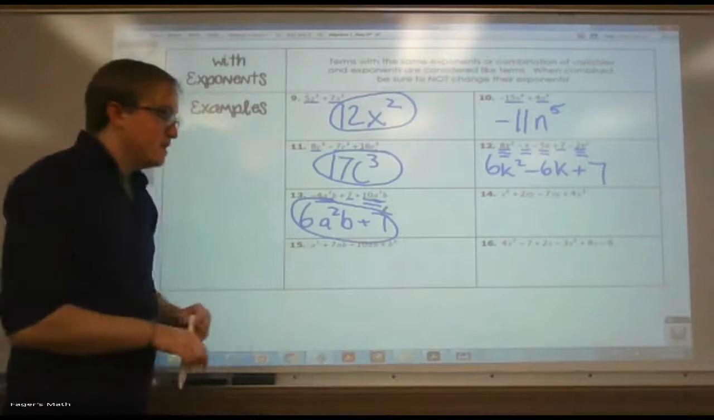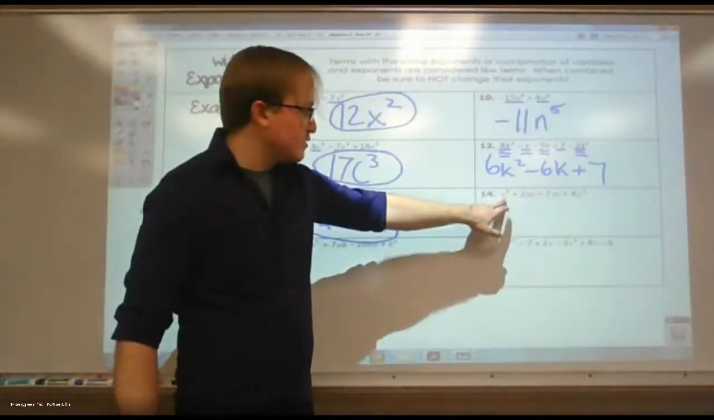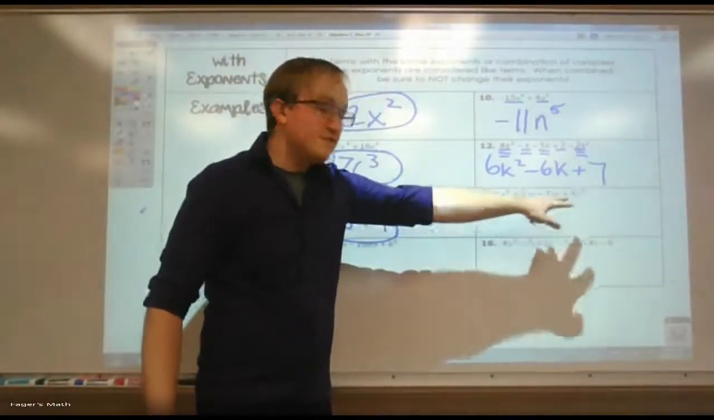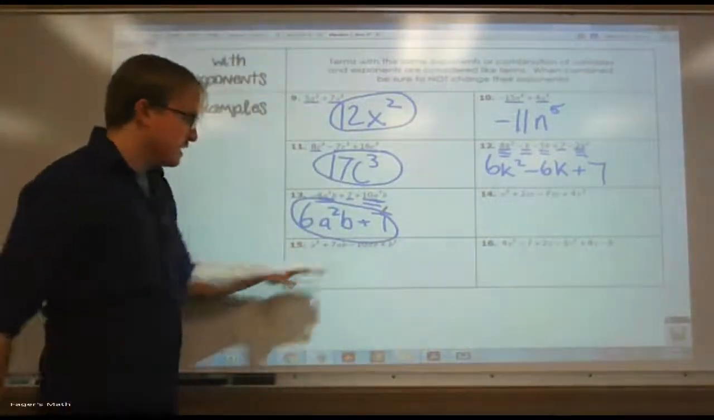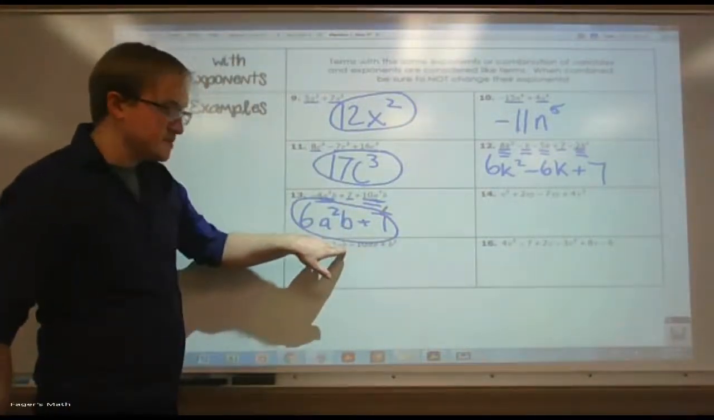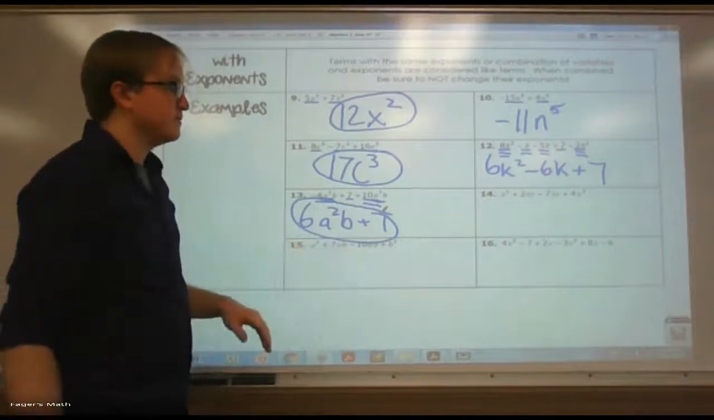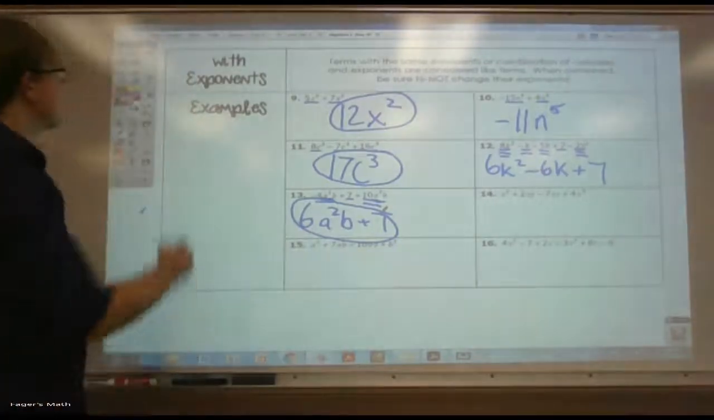Fair enough, right? Remember, when you get down to here, x squared is different from xy, and it's different from y squared. Don't add those together. Same thing down here. A squared is not the same as ab. Don't get those together either. And then on with 16 as well.